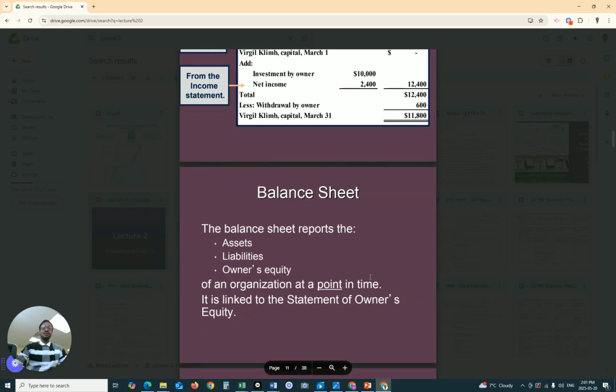Having explained the statement of changes in equity and the income statement, the third one is the balance sheet. The balance sheet reports the assets, liabilities, and owner's equity. So basically, you can summarize the balance sheet as the list of a business's assets, liabilities, and equity as at a date, or at a point in time. It is linked to the statement of owner's equity.